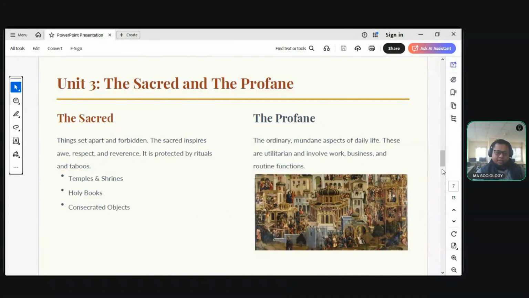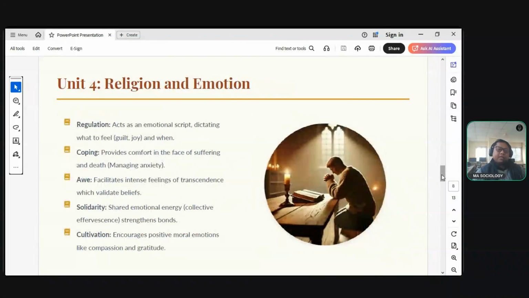The sacred means the things which are set apart and forbidden, which inspire awe, respect, and reverence. It is protected by rituals and taboos, temples and shrines, holy books. And the profane is the mundane aspects which are involved in business. Religion and emotion: it acts as an emotional script dictating what to feel, guilt, joy, whether awe and solidarity, how they have the collective understanding of it.